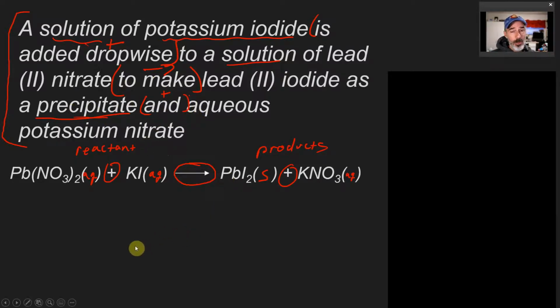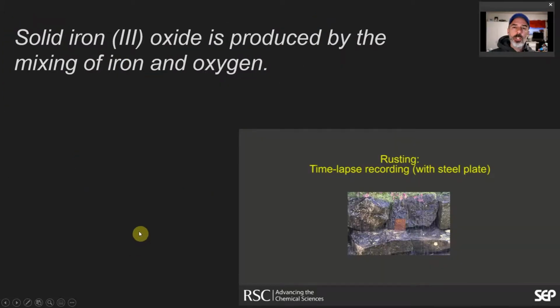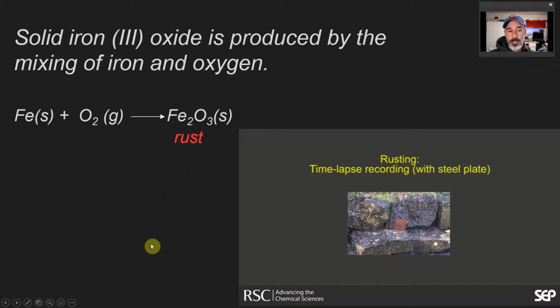So you can see chemical equations are much easier to write. But I don't want you to think that all chemical equations are difficult and have to be done in a lab. Look at this one from the Royal Society of Chemistry. They're just talking about rusting. Now, if you look at my description here of rusting, solid iron oxide is produced by the mixing of iron and oxygen. This is what the chemical reaction looks like. What is a reactant in this reaction? Yep, iron and oxygen are the reactants. Rust is the product.